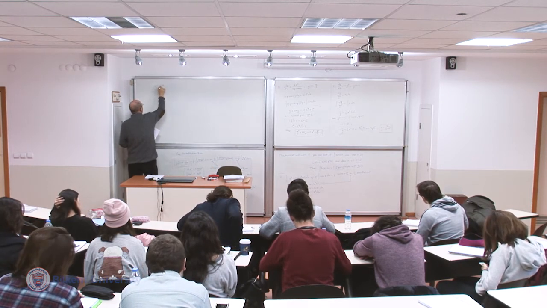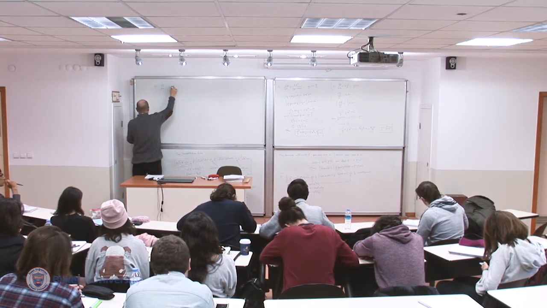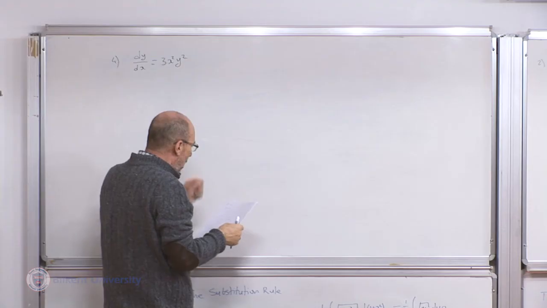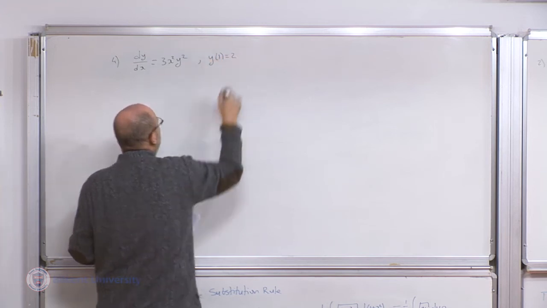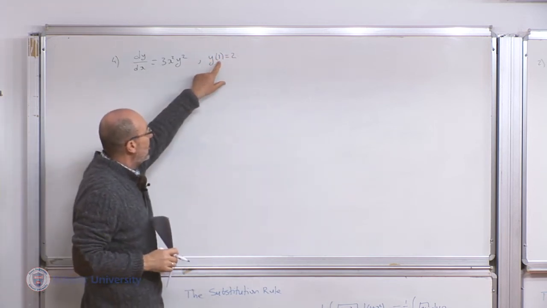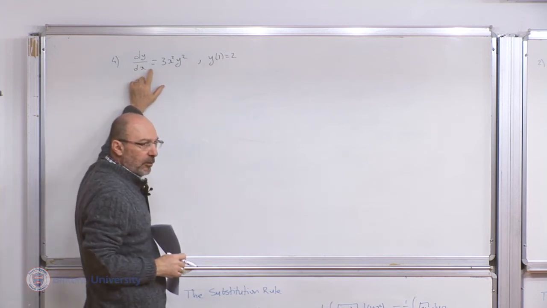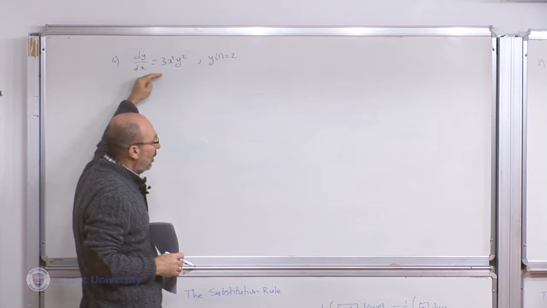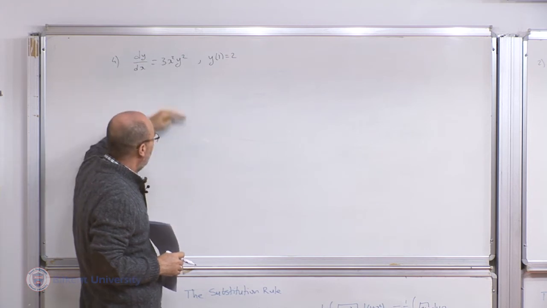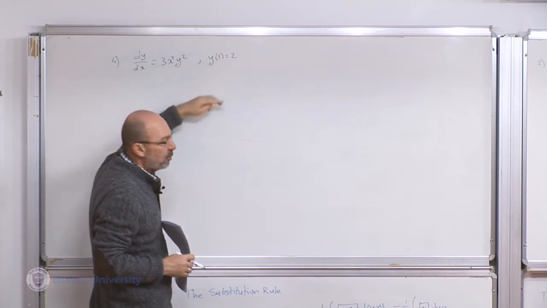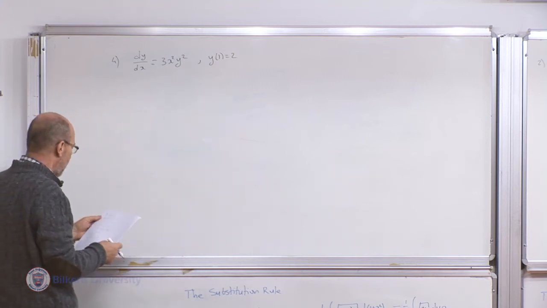So this is dy over dx equals 3x squared y squared, with the initial condition y(1) = 2. Okay, so do you see that this is the point (1, 2)? This gives me a curve, hopefully. And this gives me infinitely many curves, all parallel to each other. Among all those curves, I want the one which passes through the point (1, 2). So that's the geometric meaning of solving these things.